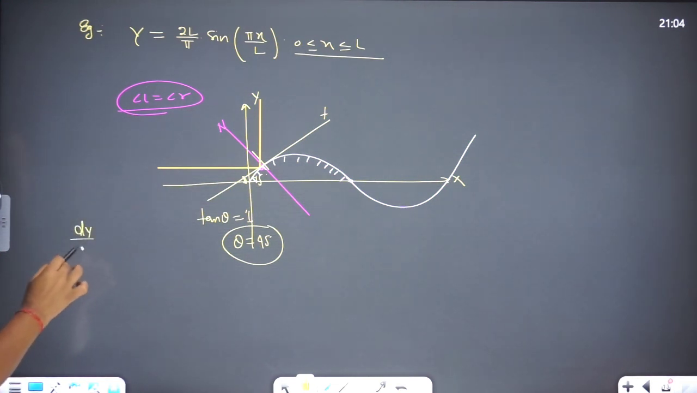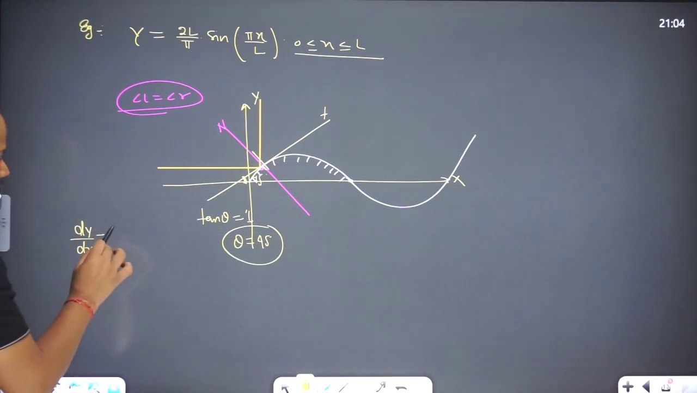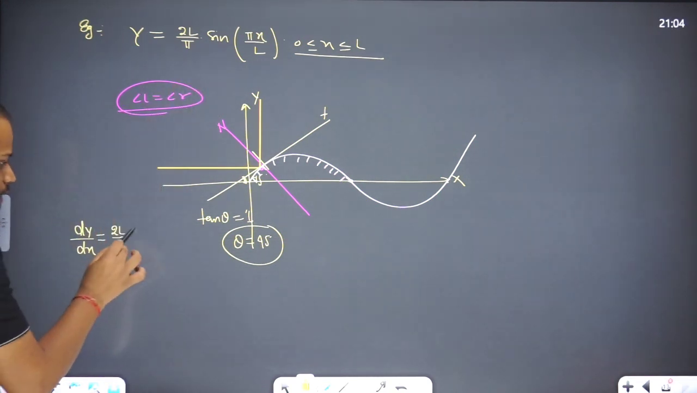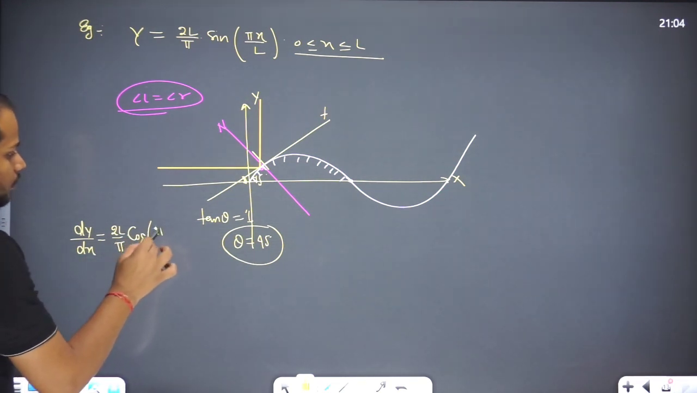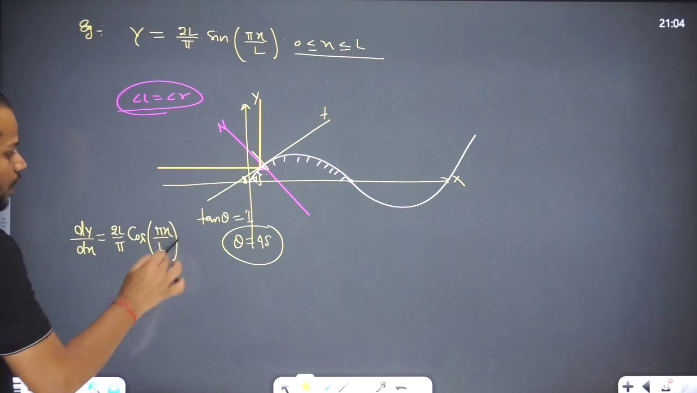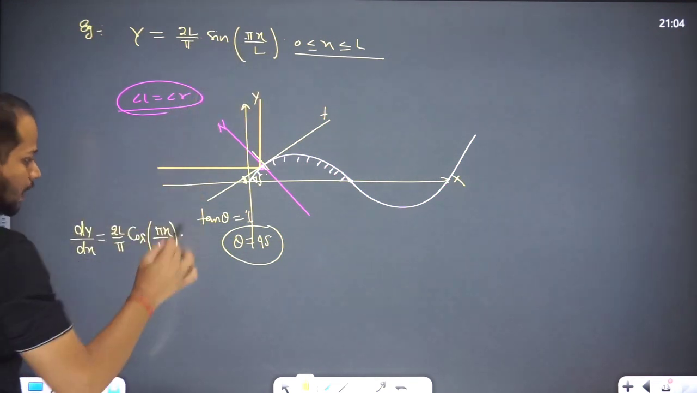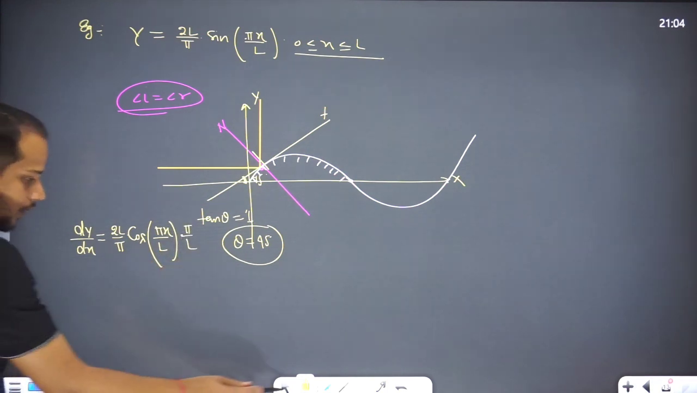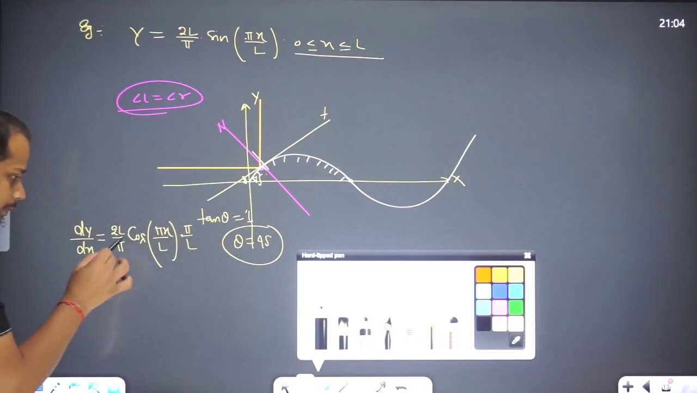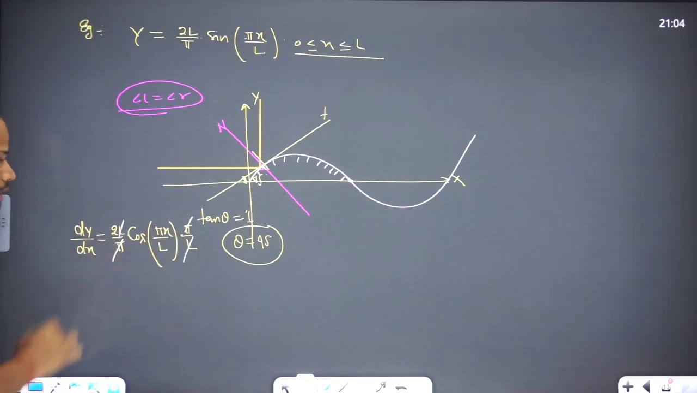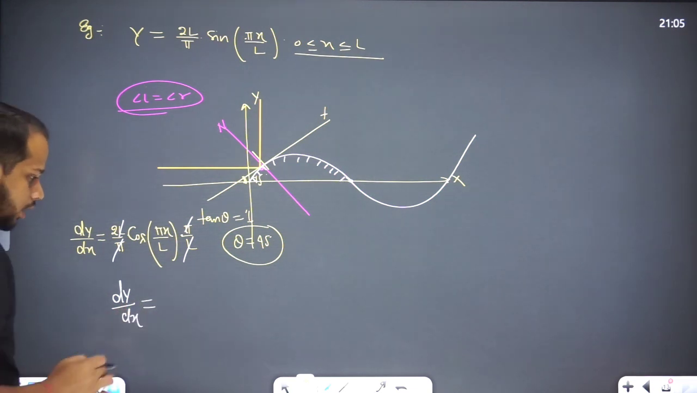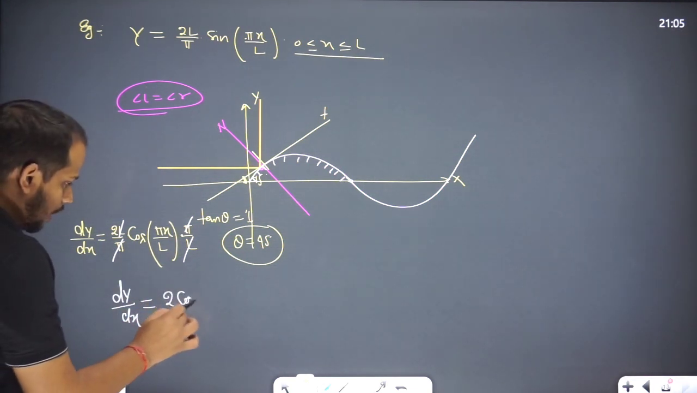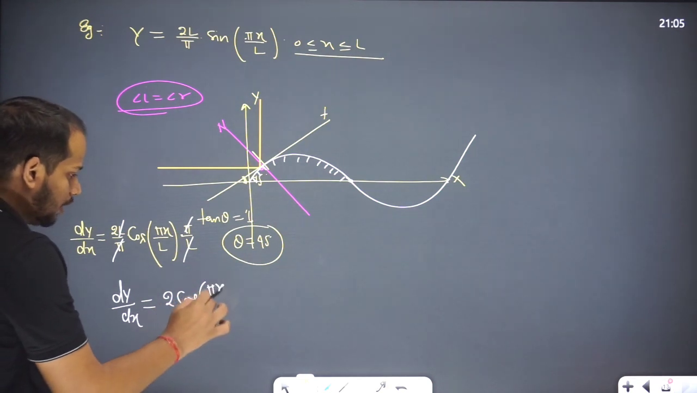dy by dx. So let's differentiate this one. This is 2l by pi into, what is the differentiation of sine? It's cos, and this is pi x by l into, what is the differentiation of the angle pi x by l? It's pi by l. Then what will happen over here? Let's see. Can we say the pi will be cancelled out with the pi, l will be cancelled out with that? Then what do we have? We have dy by dx is equal to 2 cos pi x by l.